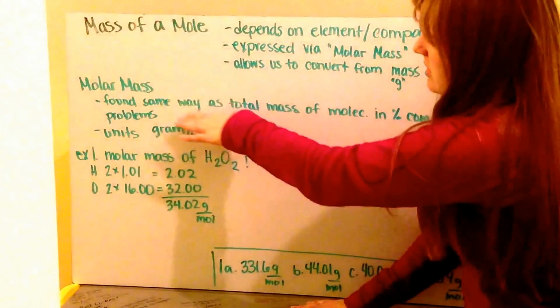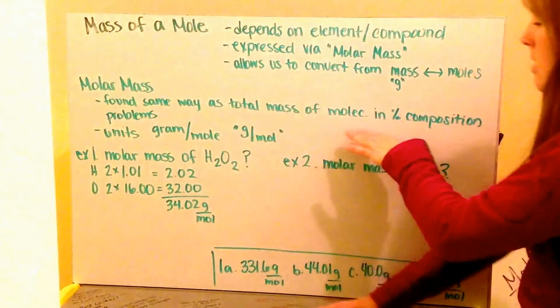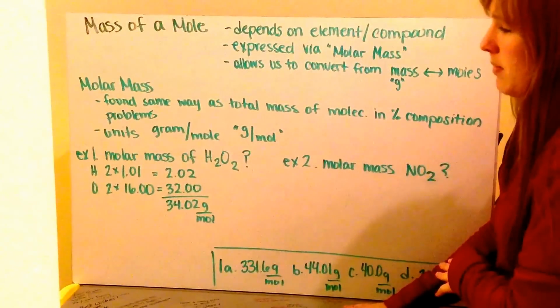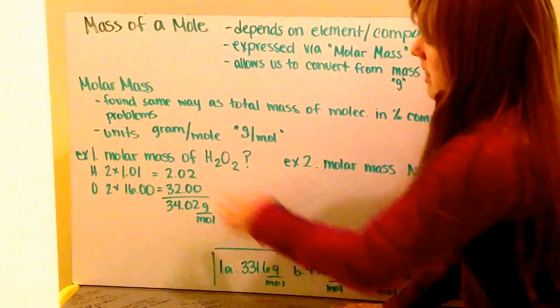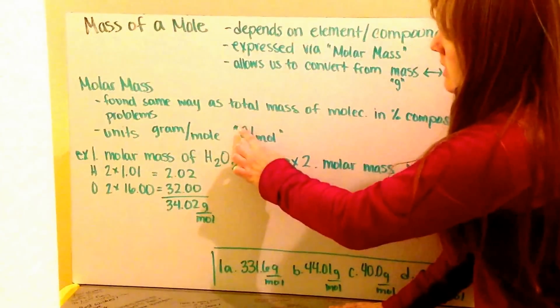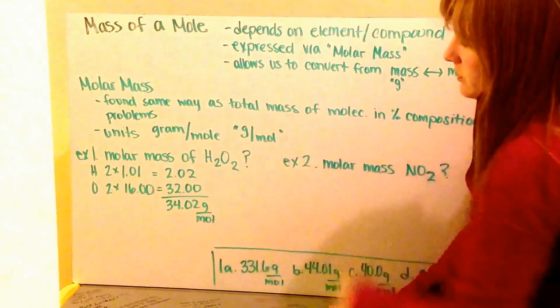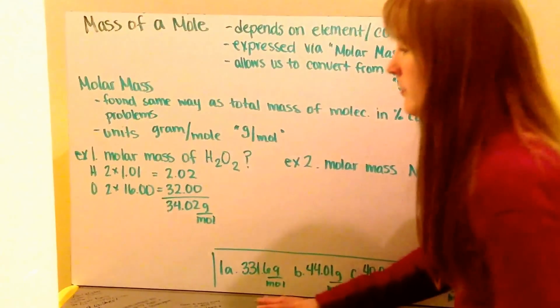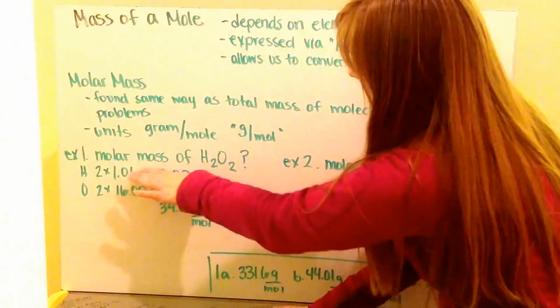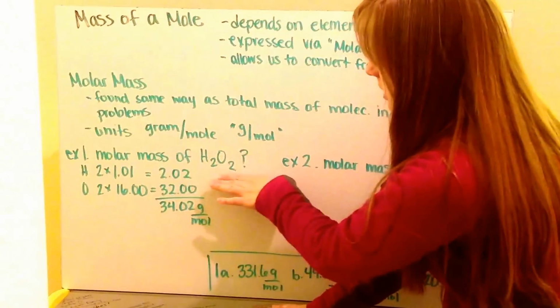Molar mass is found the same way as the total mass of a molecule in our percent composition problems. The units on molar mass are grams per mole, written as g/mole. Let's go through an example. Example 1 says, the molar mass of H2O2 is what?